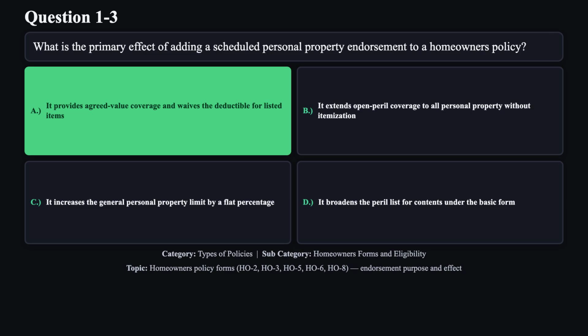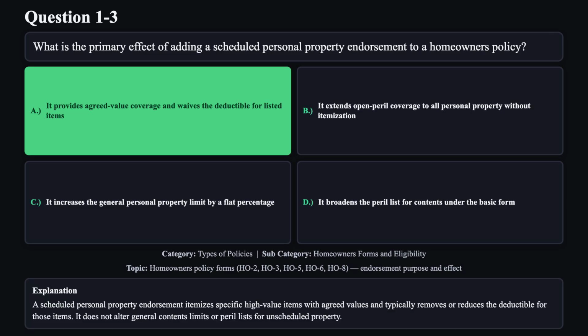The correct answer is A. A scheduled personal property endorsement itemizes specific high-value items with agreed values and typically removes or reduces the deductible for those items. It does not alter general contents limits or peril lists for unscheduled property.